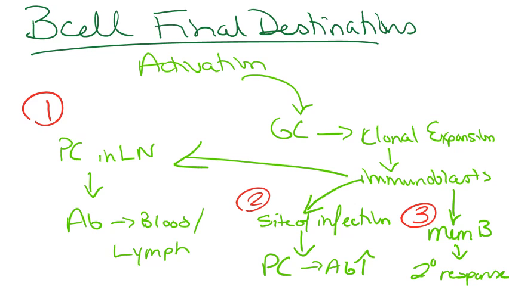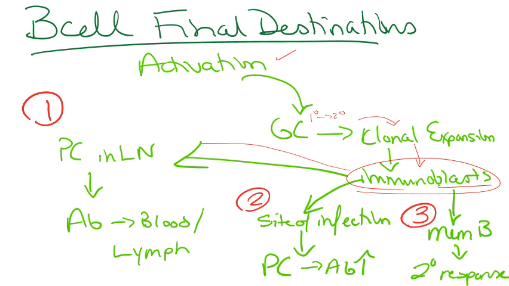Okay, so what happens to the B cell? Well, once they become activated, they go to the germinal center, so they'll go to a primary germinal center, they'll make it into a secondary germinal center, they'll undergo clonal expansion, then they become immunoblasts. So blast, like we've seen in the past, is going to be our progenitor cell.